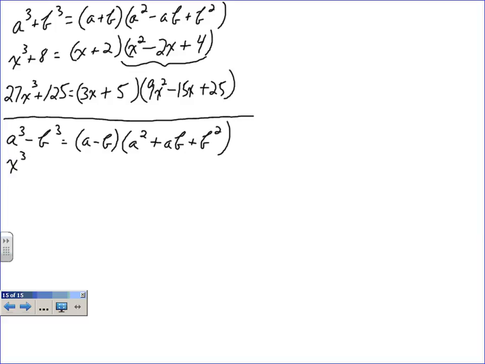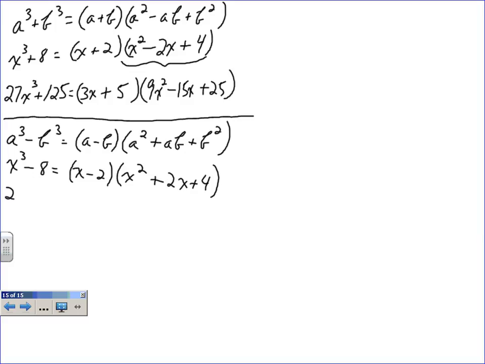We'll do x cubed minus 8 this time. And you're going to find it's the same numbers because the formula is the same. The only thing that changes are the signs. Instead of a plus b, instead of x plus 2, it's going to be x minus 2. And then we have x squared, multiply 2 together, 2x, and then plus 4. Okay, that makes sense?